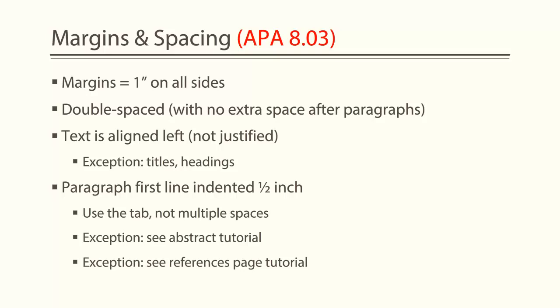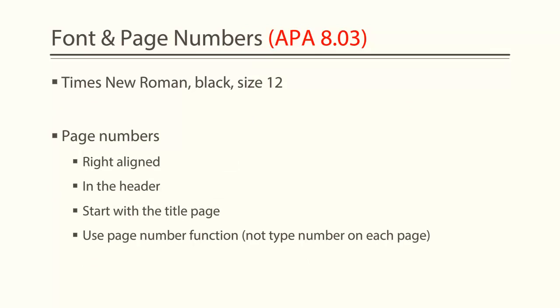The first line of each paragraph is indented 1/2 inch. Use the tab, do not use the spacebar multiple times. For exceptions to this indentation, see the abstract tutorial and the references page tutorial. The font is black in color, size 12, and Times New Roman. Page numbers go in the header aligned to the right and begin on the title page with page 1. Use the page number function so it automatically adjusts when pages are added or deleted.